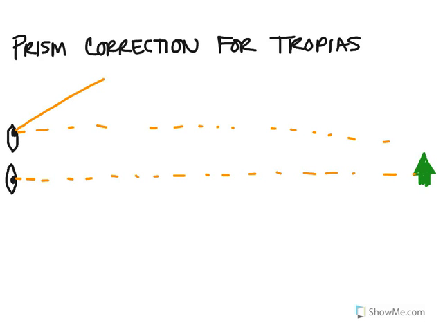And what we can do with prisms is bend the light that is coming from this tree so that it appears to be coming from the straight ahead direction for that eye. So now there would be an image of a tree over here, and both eyes would perceive a tree straight in front of them, and the brain would be able to combine those images and see single.